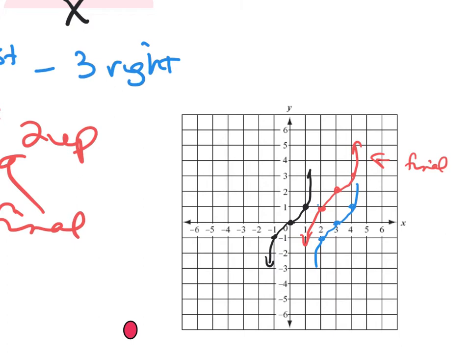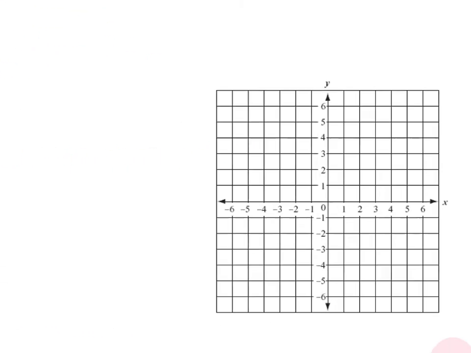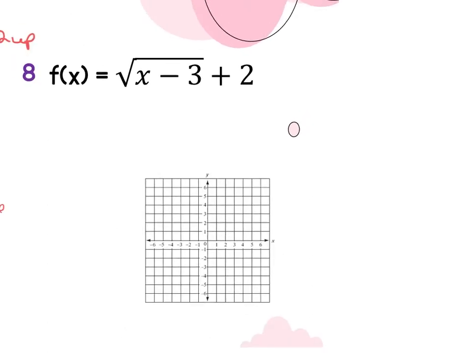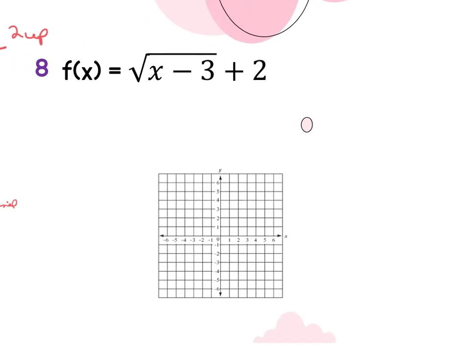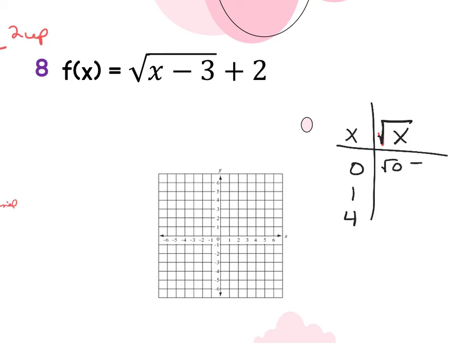Now we're going to try a square root function. So for number 8, if you remember from yesterday, when I did the square root function, remember we didn't want any negative numbers, we don't want any imaginary. So I'll plug in this time 0 and 1, and then I'm also going to plug in the next perfect square after 1, which is 4. Because when I square root 0, I get 0. The square root of 1 is 1. The square root of 4 is 2.